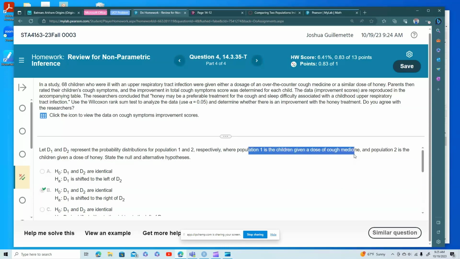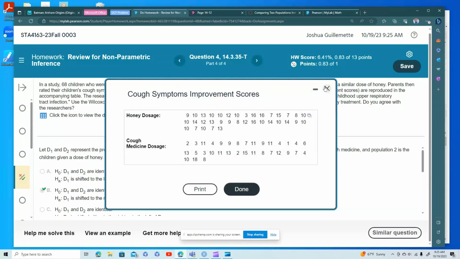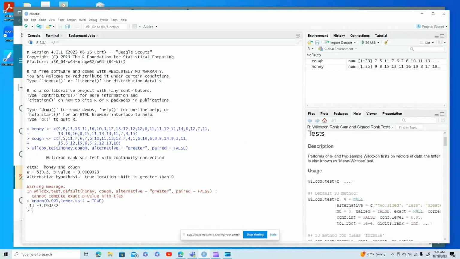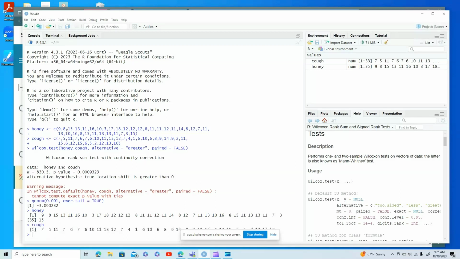Now, I'm going to do the rest of the problem assuming that population 1 is the honey and then the cough medicine, all right? So what I did was I took all of the data here and I opened up RStudio. So here's the honey, okay? So there's my honey data. Here is my cough data.